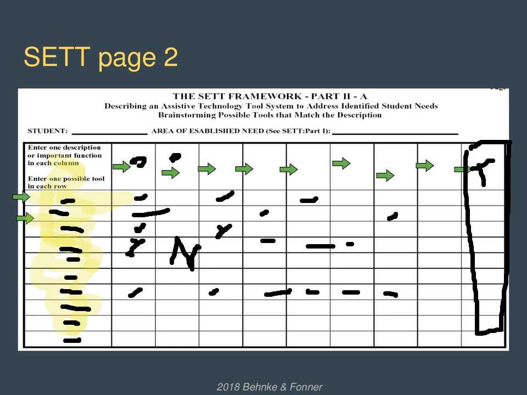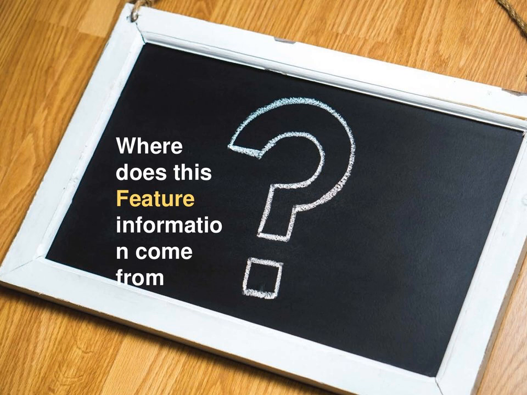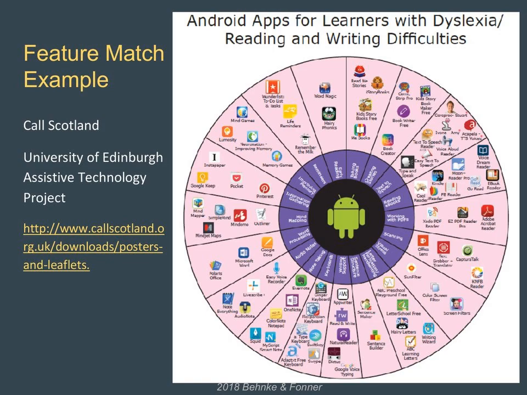And also, where do we get this information from, Mr. Kirk? Where does some more information come from to help people? Well, funny you should ask that question, Kelly. You can find many different types of feature match examples, such as Call Scotland at the University of Edinburgh. They have an assistive technology project where you can find a whole ton of pamphlets, strategies, posters and leaflets, including one on feature matching, but they also have a guide to single and multi-message devices.